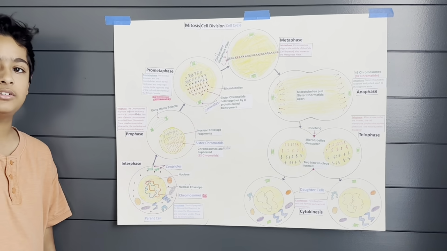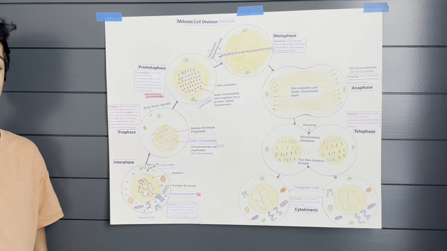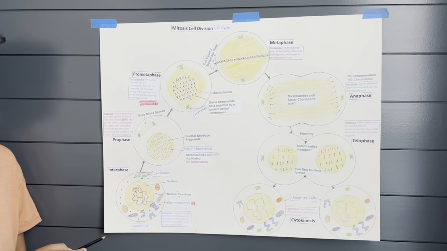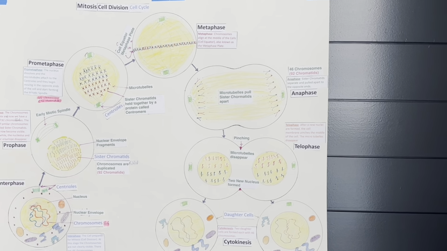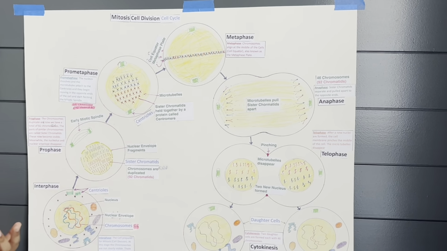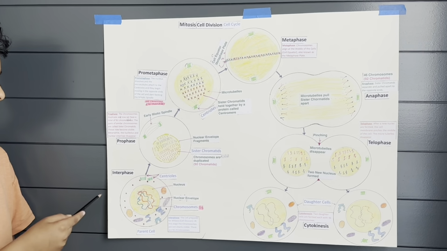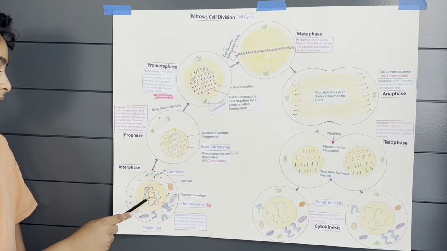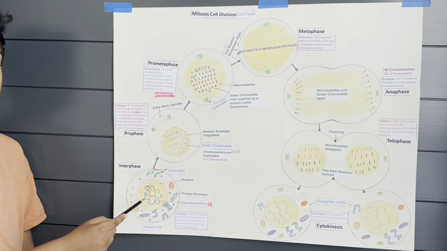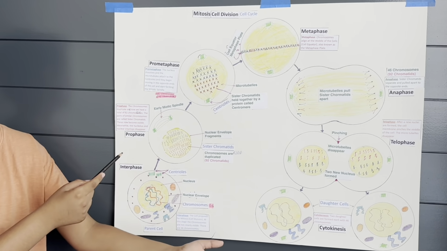Now let's dive right into the first phase, which is the interphase. The interphase is the phase where the cell decides that now that its growth period has stopped, it should duplicate itself. So that's what it's going to start doing now. It duplicates all the organelles and everything except for the chromosomes, which is pretty much what we're going to be talking about in this whole thing.